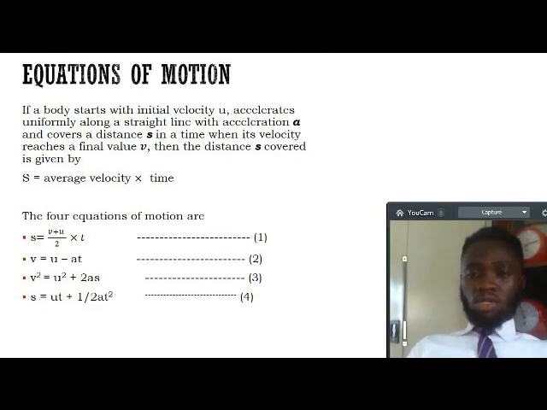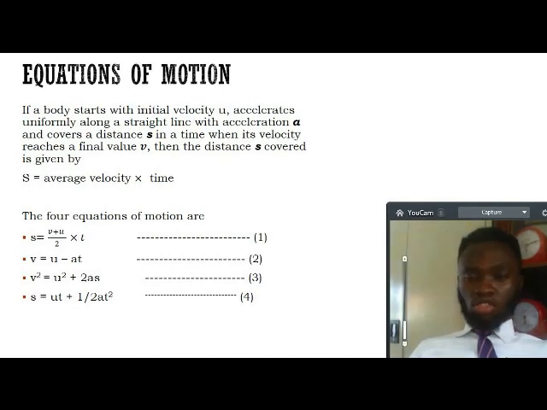The first one is S equals (V plus U) over 2 times T, where V is the final velocity, U is the initial velocity, and S is distance. The second equation says V equals U plus AT. The third says V squared equals U squared plus 2AS. And the fourth one says S equals UT plus half AT squared.